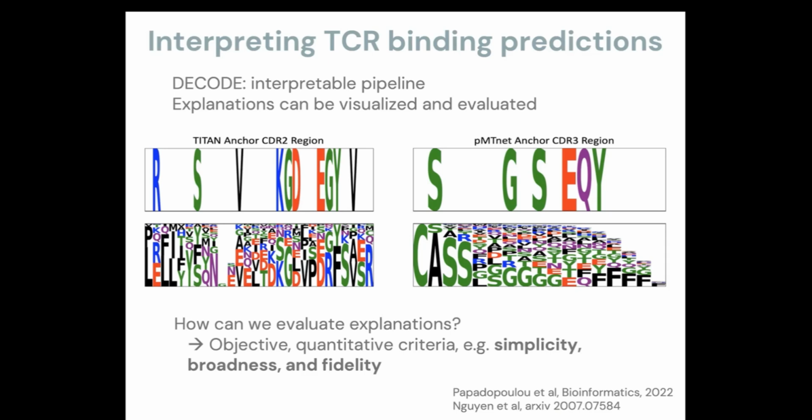which we can decide what is a good and a bad explanation. There are some general categories, such as simplicity. Explanations should be as simple as possible. And broadness, they should explain as many data points as possible. And of course, they should reproduce the data.